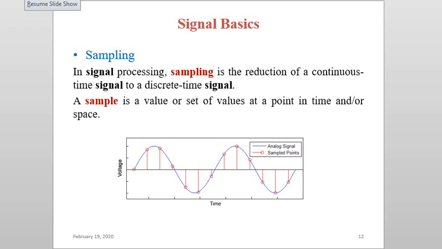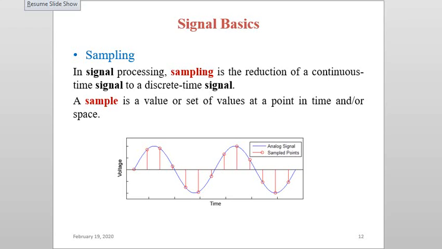In signal processing, sampling is the reduction of a continuous time signal to a discrete time signal. That means sampling works as the converter between the continuous time signal and the discrete time signal. In this diagram, the blue line denotes the continuous time signal, but after applying sampling, we get those red signals, which are discrete time signals, and those are generated by sampling.